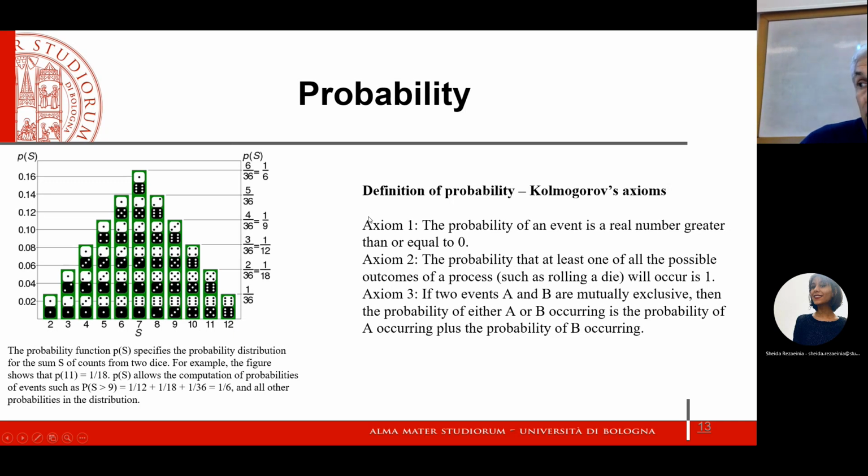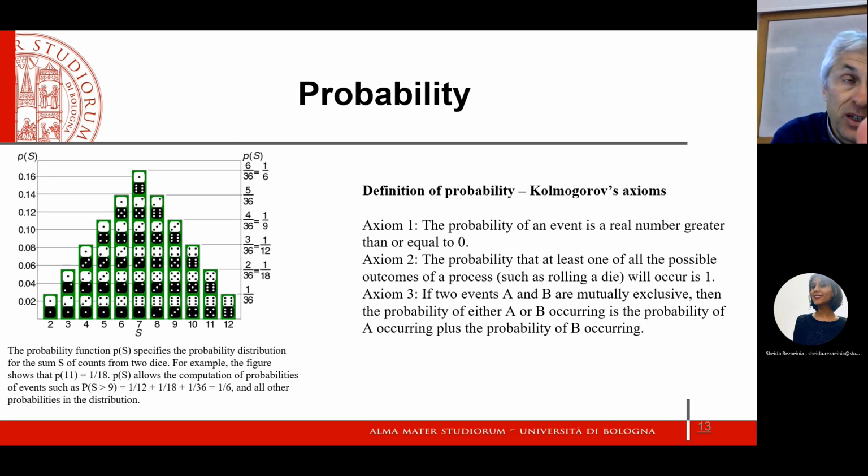The probability of an event is a real number greater than or equal to 0. So it cannot be negative. Okay, very simple and trivial. Second axiom, the probability of at least one of all the possible outcomes of a process, such as rolling a dice or a die, it depends on the English, so the probability that at least one result occurs is 1. What does this mean? It means that the probability is varying between 0 and 1. Because, of course, if you roll a dice, what is the probability that you get a result between 1 and 6? It's 1. Okay? So probability is varying between 0 and 1.